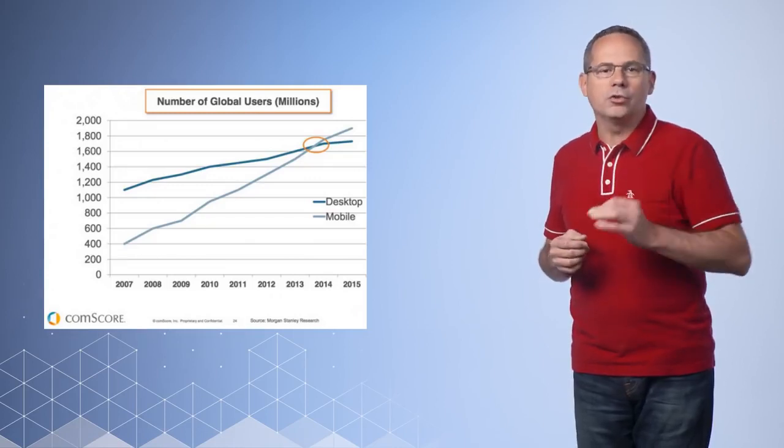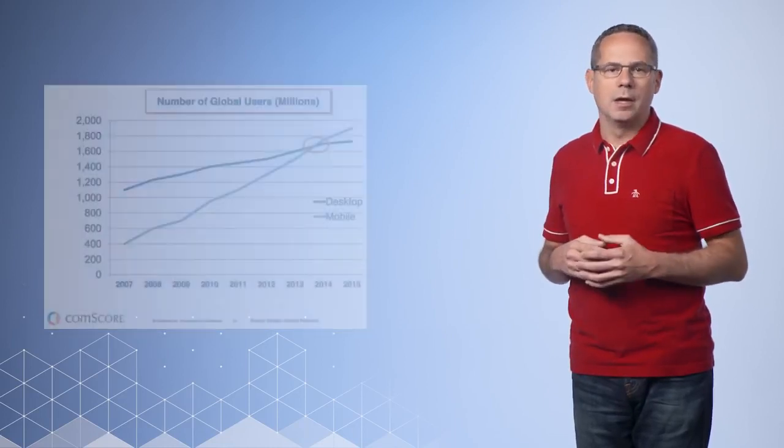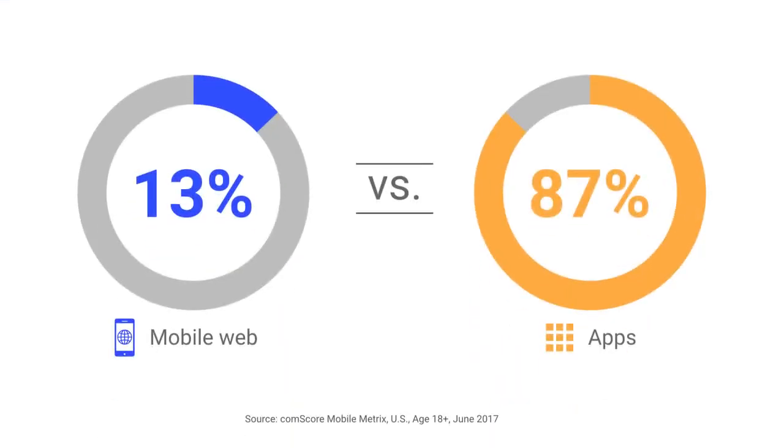On mobile, users spend most of their time in native apps rather than on the web. In fact, they spend 87% of their time in native apps versus only 13% of their time on the mobile web. When asked why, users often say that apps are more predictable, they're easy to find on the home screen, and feature push notifications that bring them back.